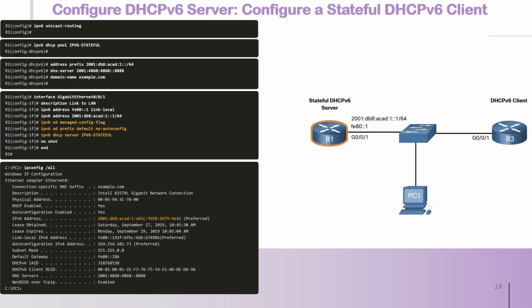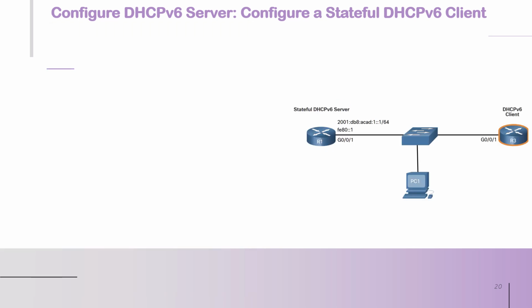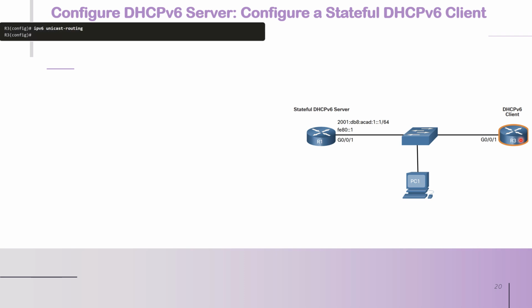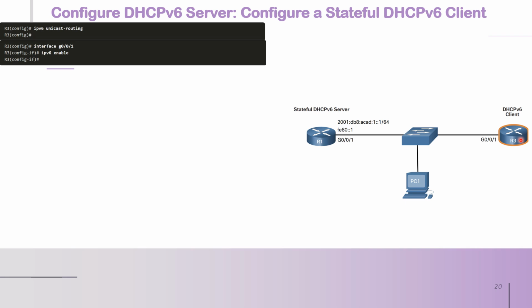So after we are done configuring a stateful DHCP version 6 server, let's go and configure the DHCP version 6 client. We will use the same topology, but now we are configuring router 3 as a DHCP version 6 client. And we will go through the steps, where the first step is enabling IPv6 routing. Step 2 is configure the client to create a link local address by going in the interface and using IPv6 enable.